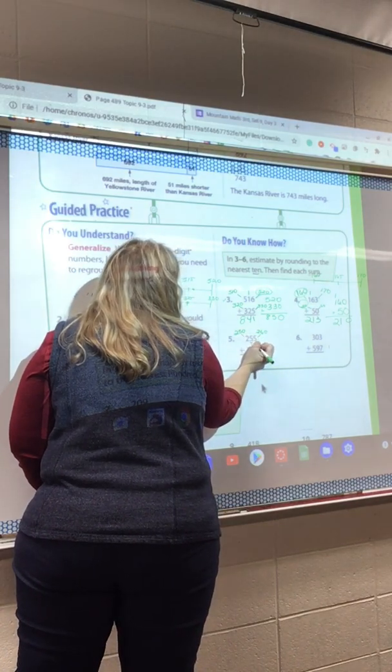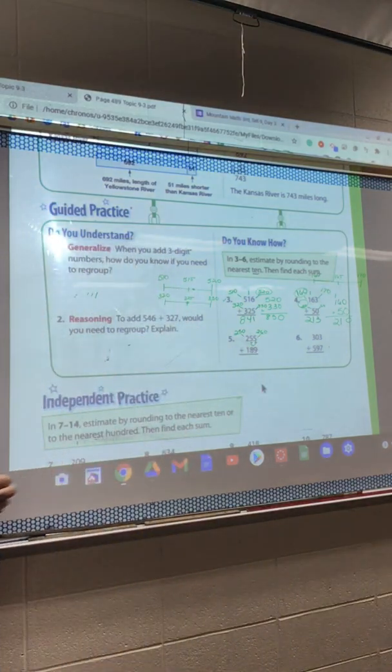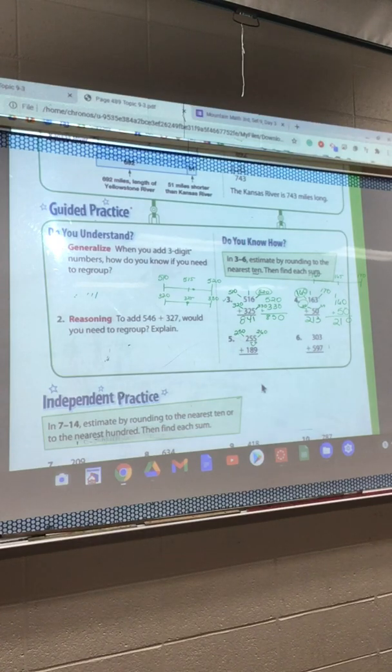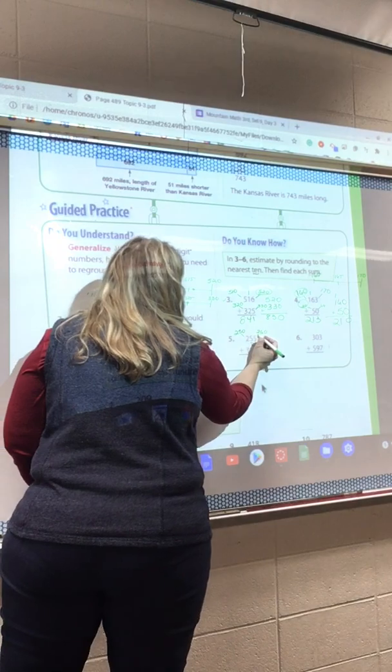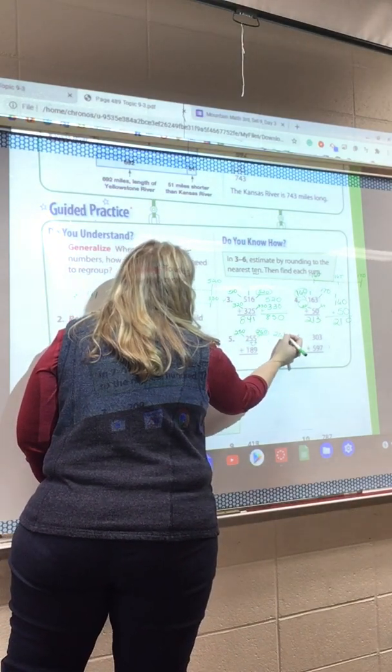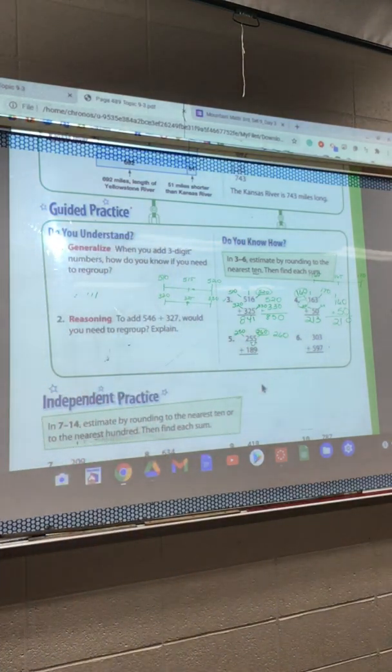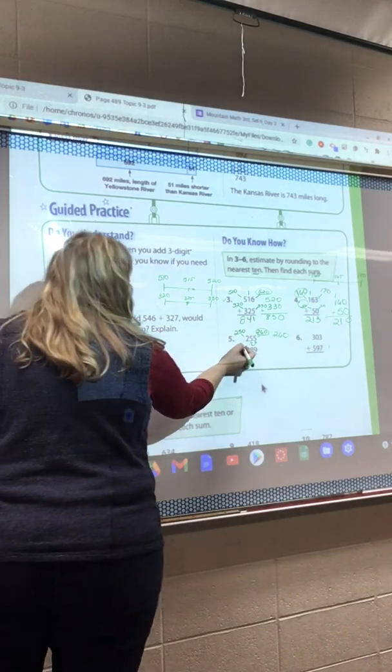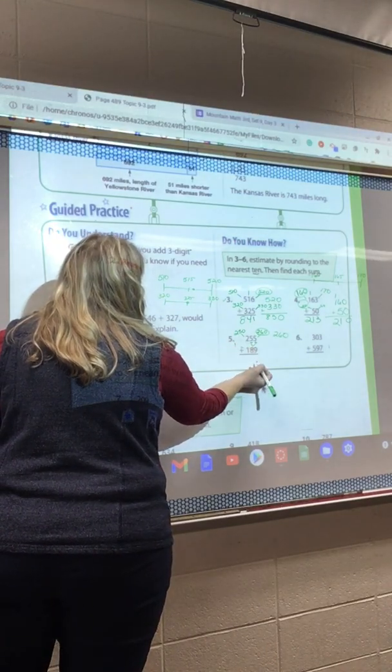Then I go next door to the ones. I have a 5 there. So 5 or more, can I make a $5 bill with that? So I've got to go up, right? 260. All right. I have 189. I'm rounding by tens. What do I do with that 100? Do I keep it? Yes. I keep it. So I've got 100.